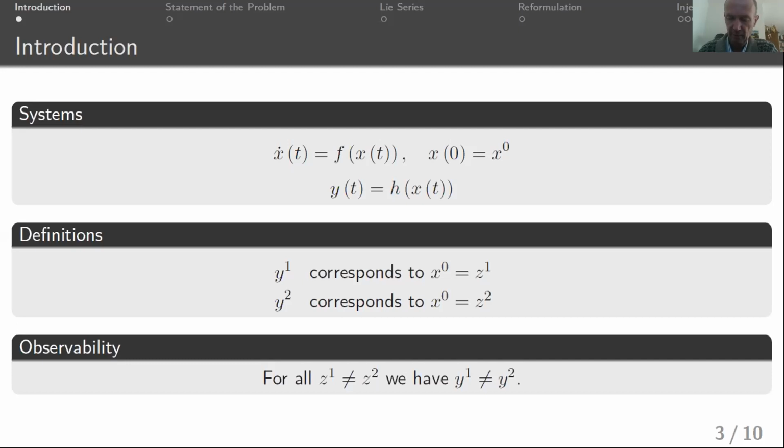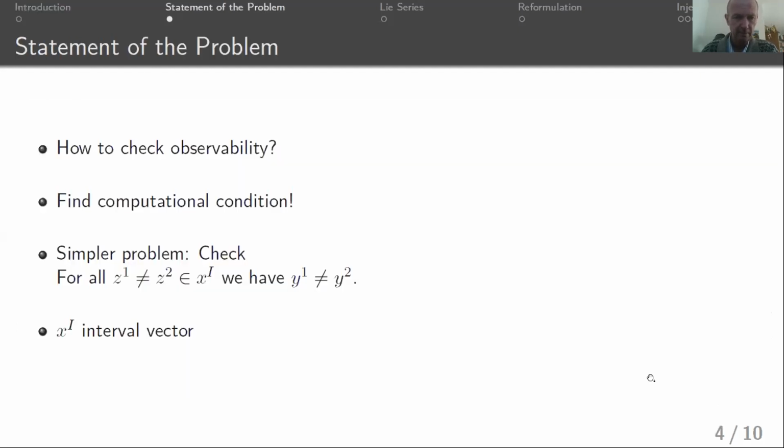To check observability: for linear systems, this will all end up with the Kalman observability matrix and a simple rank condition. For nonlinear systems, it's a little bit more complicated. And I already gave here the statement of the problem: how to check this observability, find a computational condition, and a simpler problem, don't check it in the whole state space, but check it for initial conditions in an interval vector. I denote this by x capital power to capital Y I. And this is a kind of local condition, namely only check pairs in this interval vector. So what can we do about this?